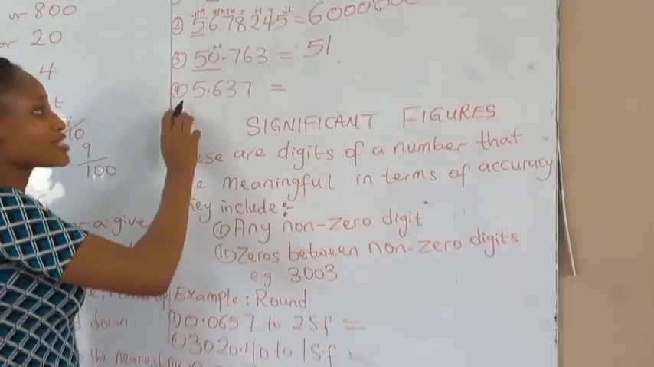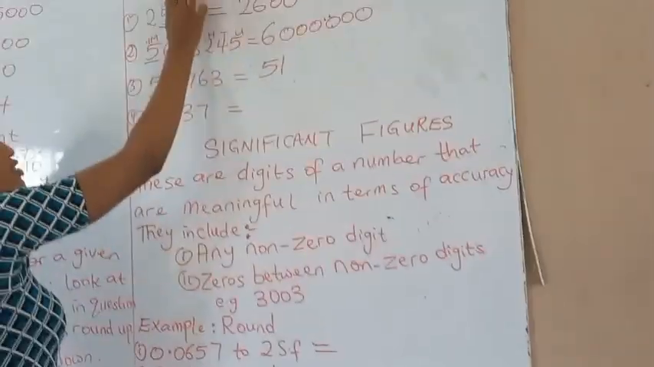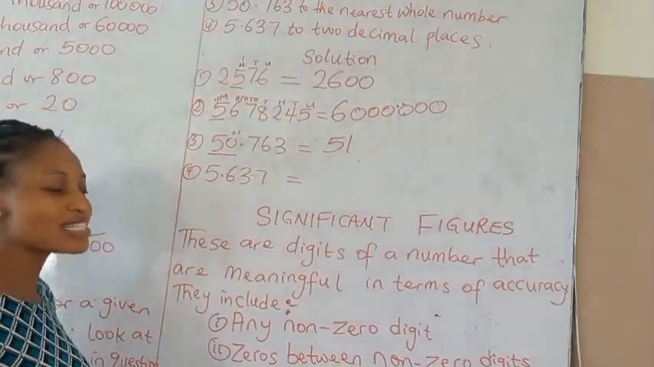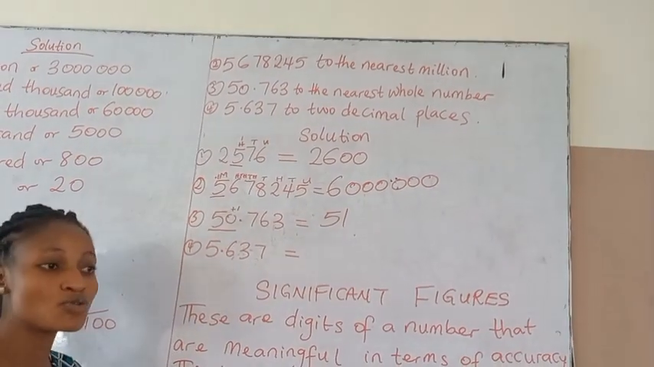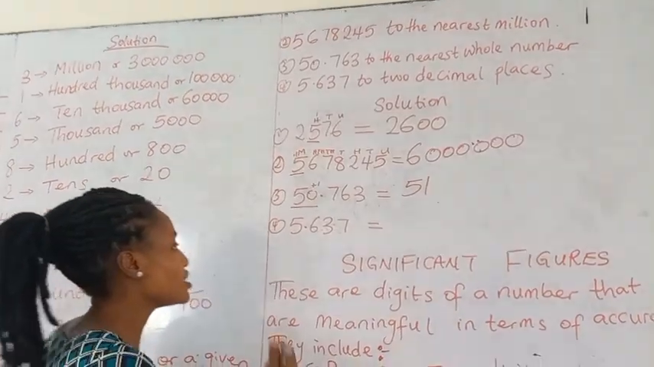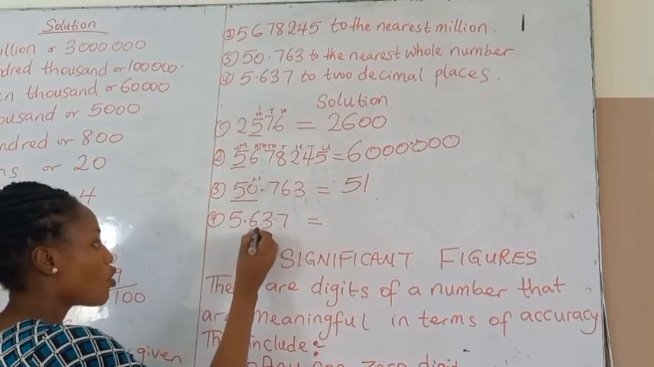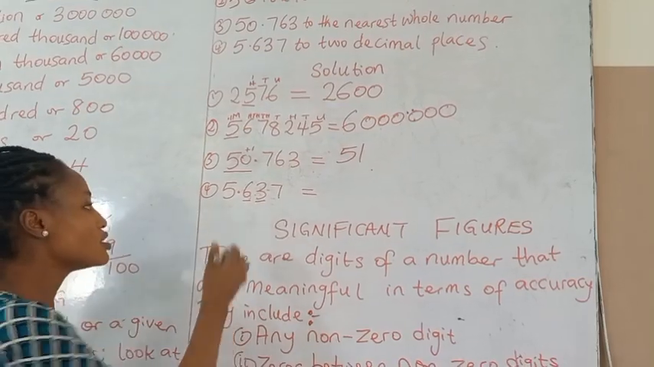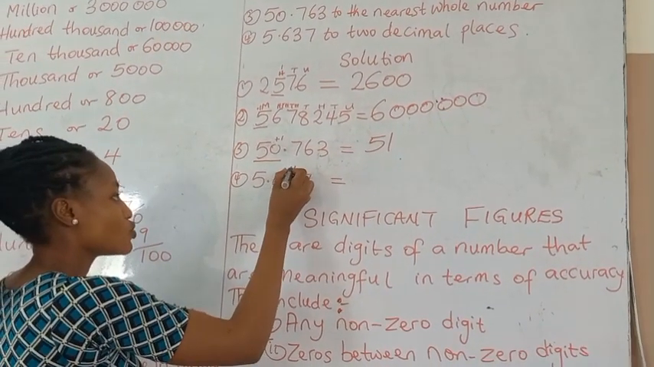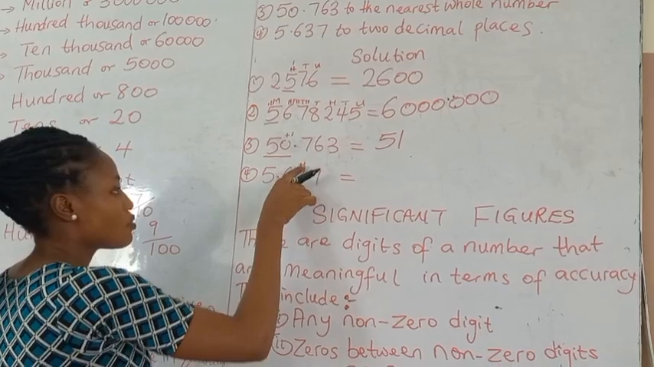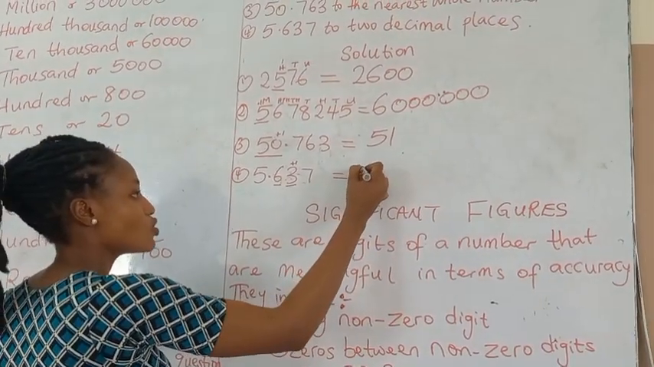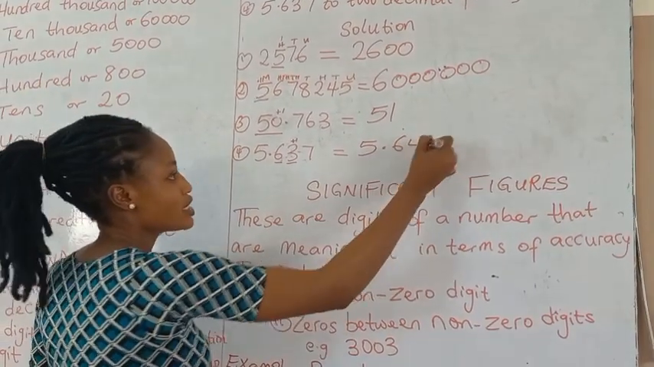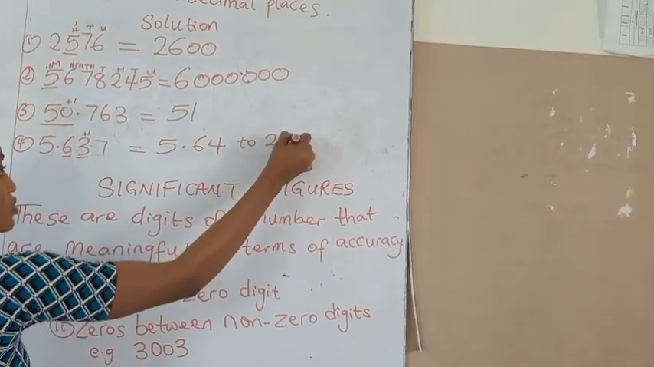Then the next example says 5.637 to 2 decimal places. 2 decimal places means 2 numbers after the point. So let's count 2 numbers after the point. 1, 2. The number that follows is what? 7. 7 rounds up, and that is plus 1. 63 plus 1 gives 64. So that is 5.64, to 2 decimal places.